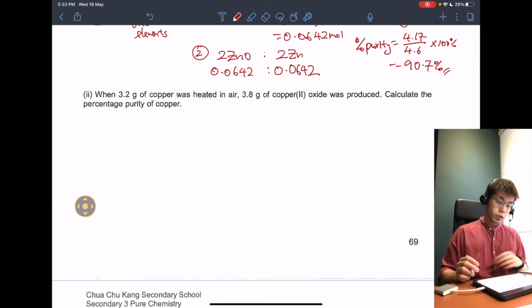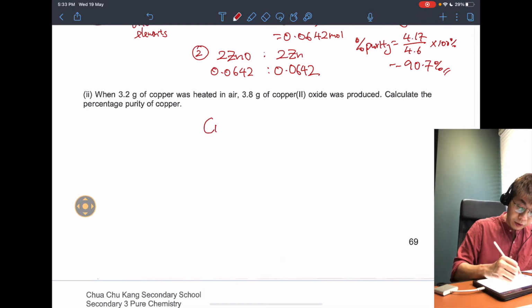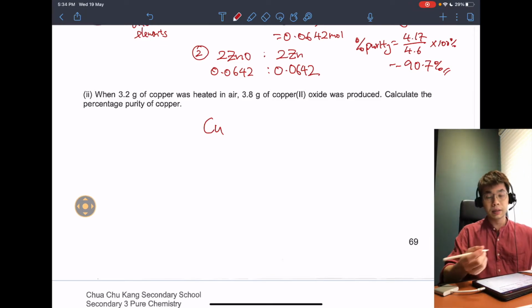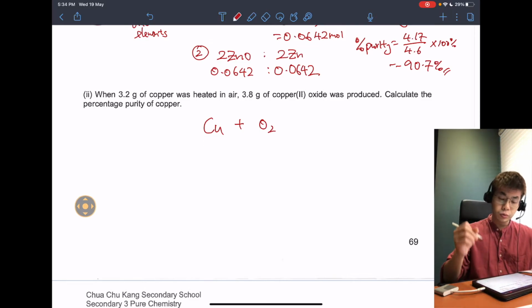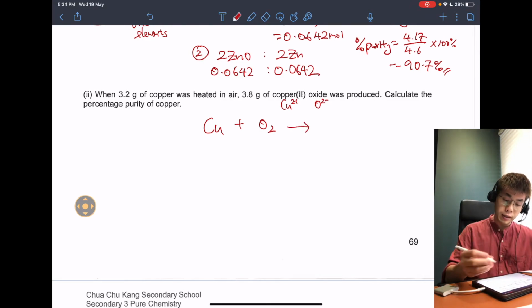Let's read the question. When 3.2 of copper, now they don't give you equation, so you need to write it down, is heated in air. So when it's heated in air, it reacts with oxygen. It forms copper 2 oxide. So copper 2 is Cu2+, oxide is O2-. So therefore the formula of copper 2 oxide is CuO.